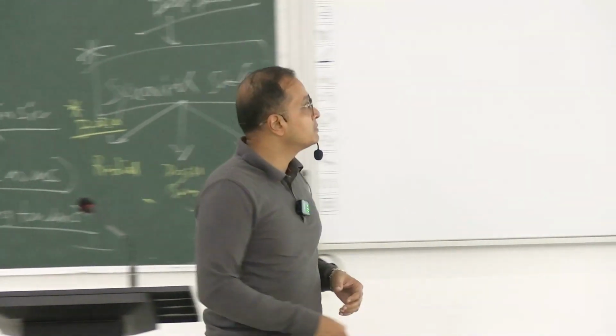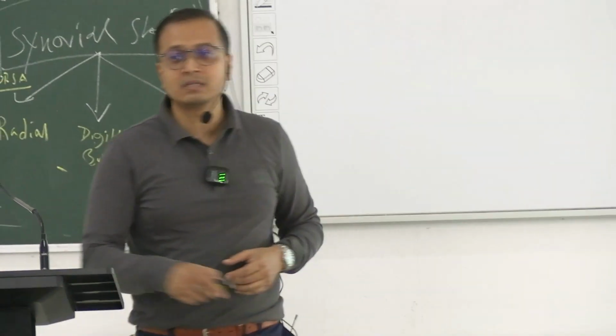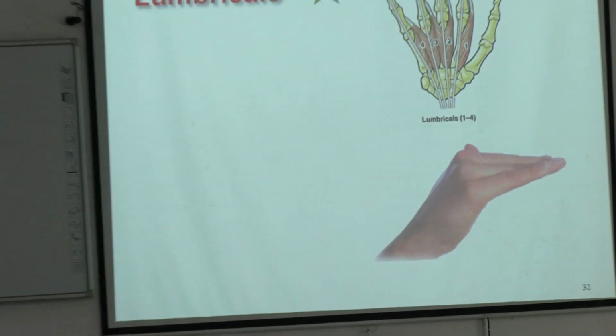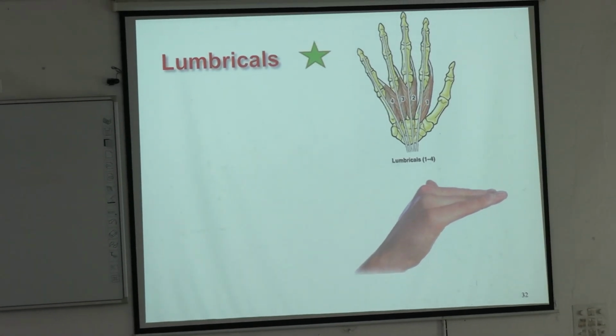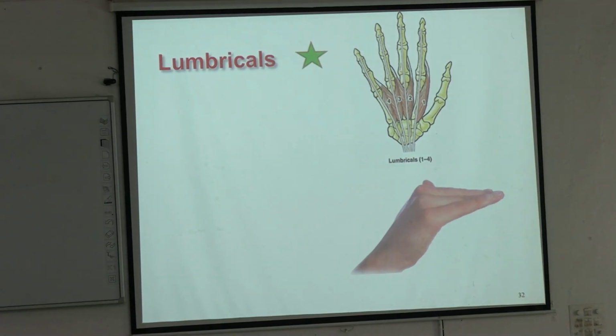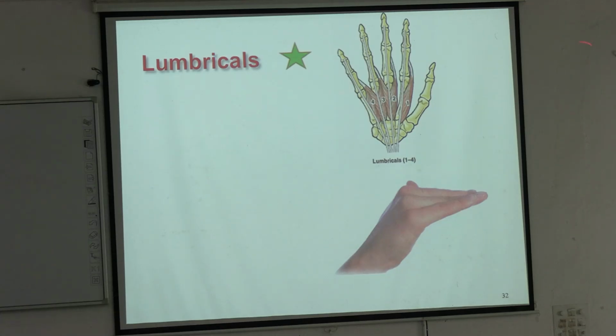Other than this, we have muscles called lumbricals. They look like a worm, an Ascaris worm. They are numbered 1, 2, 3, 4 from the thumb side to the pinky side. Lumbricals 1 and 2 are supplied by the median nerve, the motor branch of the median nerve, and lumbricals 3 and 4 are supplied by the ulnar nerve.